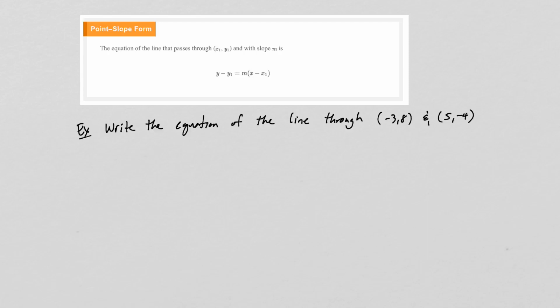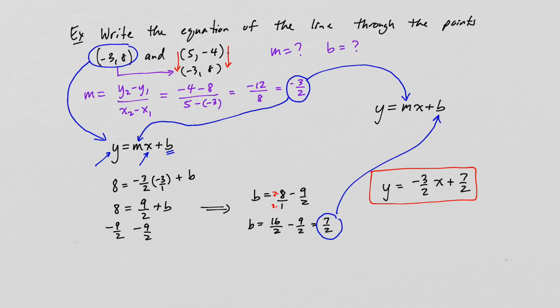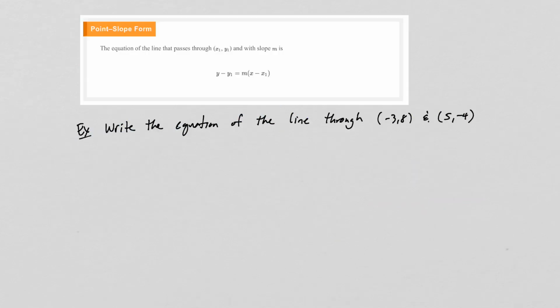So for our example here, let's find the equation of the line through these 2 points. And if this looks familiar, it should, because this is the last example that we did over here. So we should get the same answer, yes? Okay, so first thing we need to do, we need to compute the slope. So, we'll do this again just for completeness here.